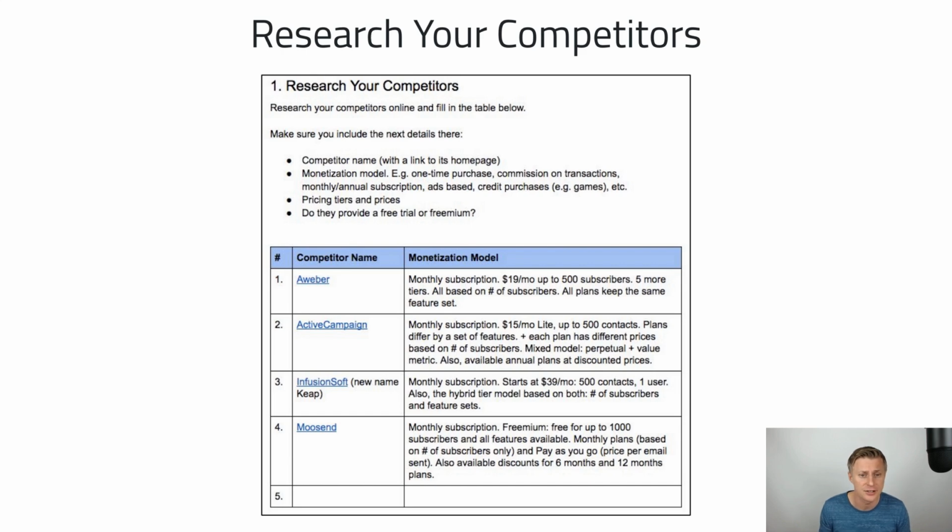Are these pricing tiers different in feature set only or also differ by some value metric like number of subscribers or number of projects or number of users? Pick your 3 to 5 top competitors and add all this information to our worksheet over here. On this lesson page, you will find a link to the software economics homework document.